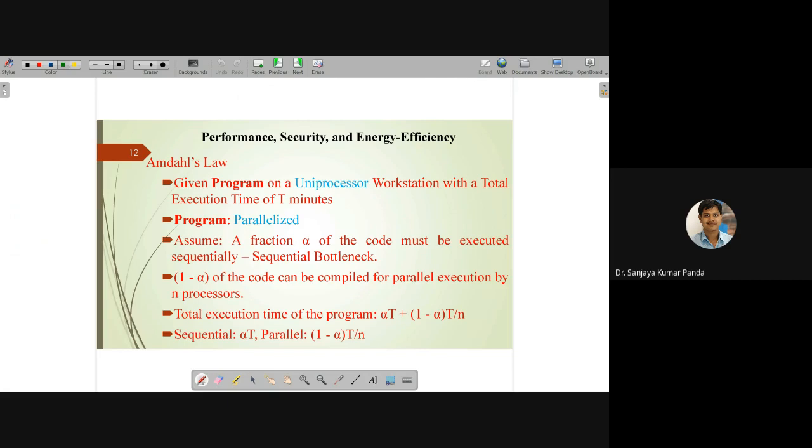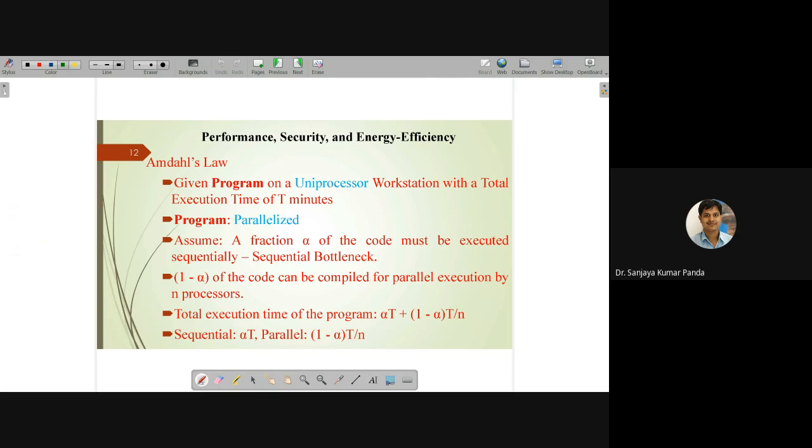So in order to understand this Amdahl's law, let us consider a program. Okay, and this program is already given to you, and you want to execute it on a uniprocessor workstation. Let's say you have a computer system, and that computer system has only one processor, and the total execution time is 3 minutes. If you execute your workload on a uniprocessor workstation, it takes an execution time of 3 minutes, right?